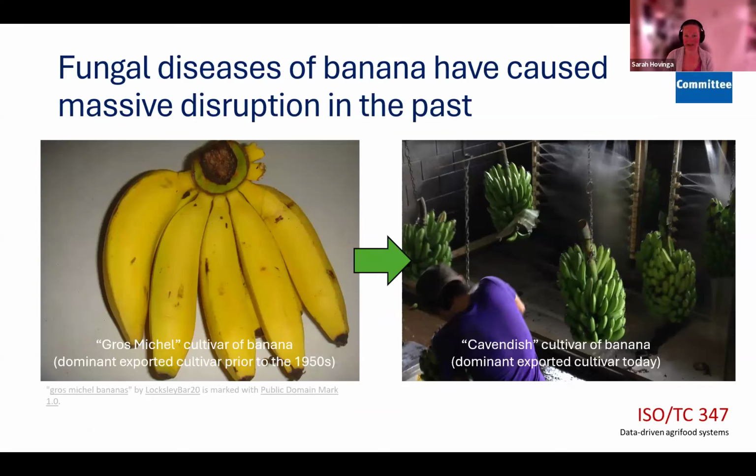This wouldn't be the first time that fungal diseases have caused a massive disruption in the past. Not outside of bananas, many of you have heard of the Irish potato famine that was also caused by a fungal disease called Phytophthora and was obviously very detrimental. Bananas face this same risk.